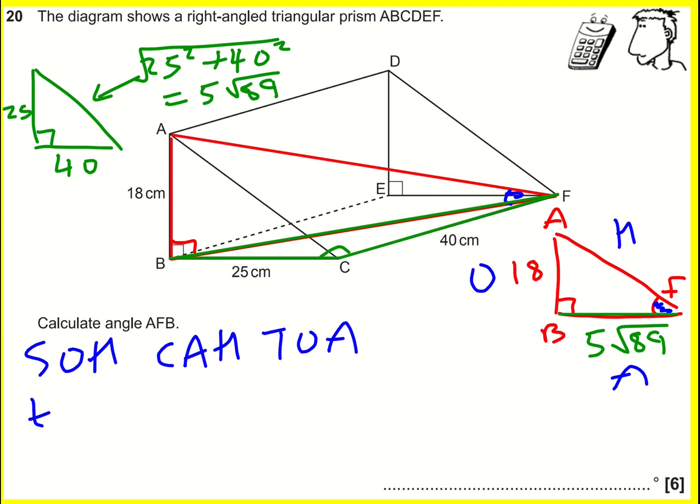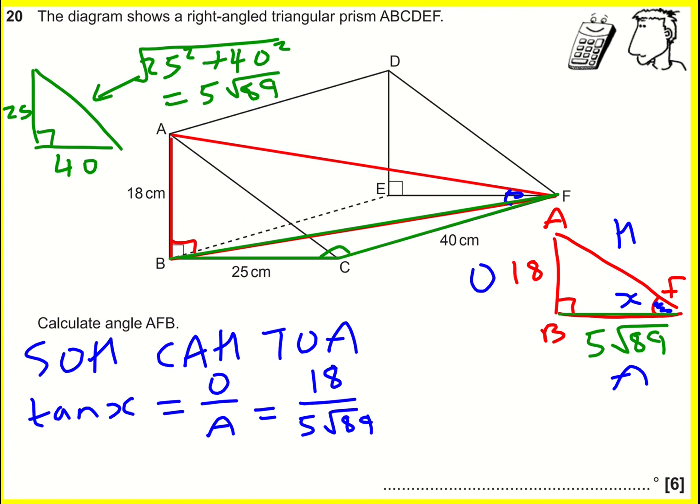I can write down that tan of my angle, I think I'll call it x, tan of x is equal to the opposite divided by the adjacent, which in this case is 18 divided by 5 root 89. So x is inverse tan, the opposite operation of tan, of 18 divided by 5 root 89.